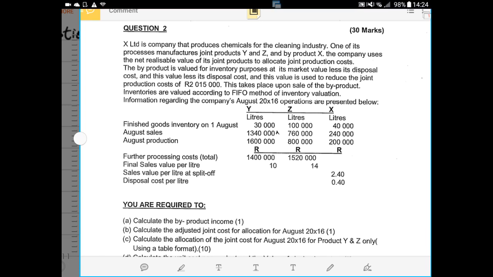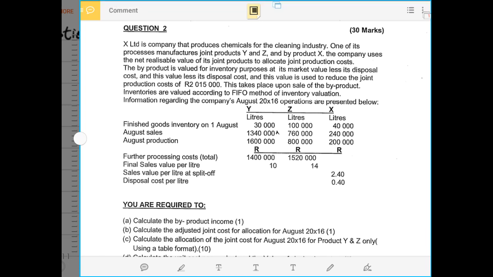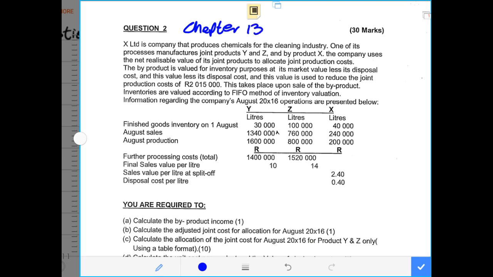Good day, students. I will be doing question 2, which is a question in chapter 13, and this question will be on the allocation of joint cost, and this will be chapter 13 of your textbook. Then it says that X Ltd is a company that produces chemicals for the cleaning industry.